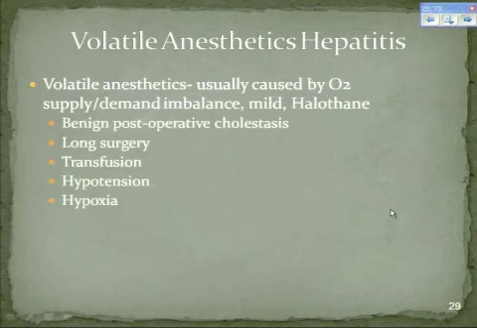Volatile anesthetic hepatitis is usually caused by oxygen supply demand imbalance. That's another thing that's important: if you induce hypotension in somebody, the hepatic artery blood flow is only 25%, but it carries 50% of the blood supply. So if you drop that blood supply, it can significantly impact the liver's oxygenation status.